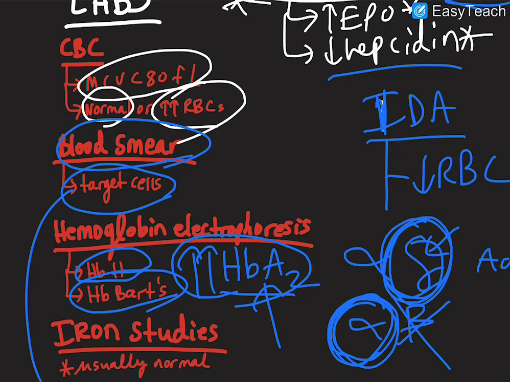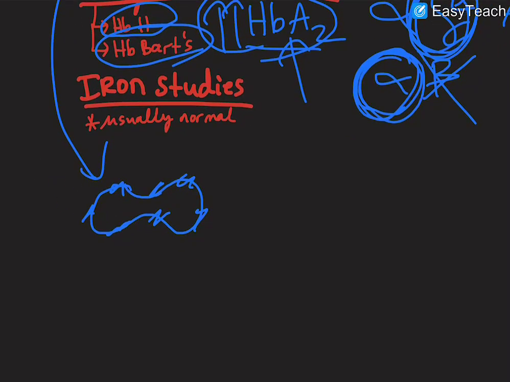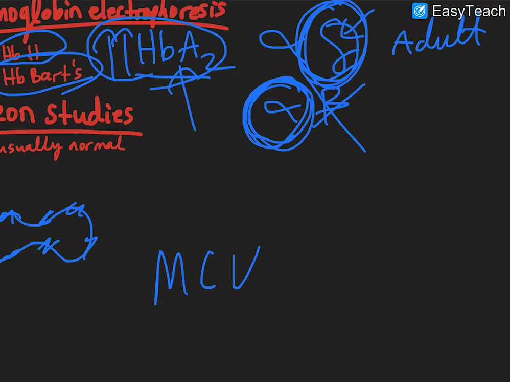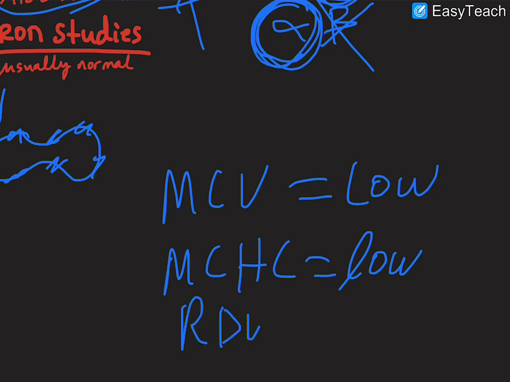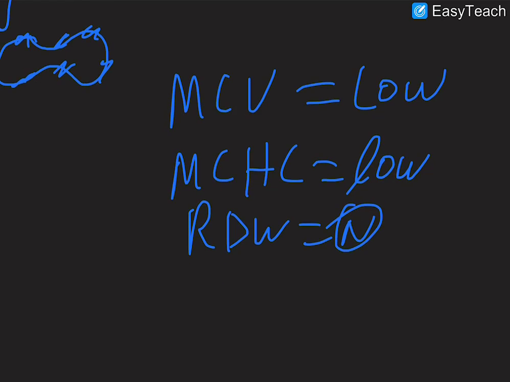Just know, okay, iron labs are normal, right? RBC count can be elevated because your marrow is trying to compensate, right? And if we talked about MCV, what is that? Low, right? So that's microcytic. What if we talk about the mean corpuscular hemoglobin concentration? Low, right? Because you're not producing enough alpha globin chains. Red cell distribution width, probably normal, right? Probably normal as compared to iron deficiency anemia where RDW is elevated.